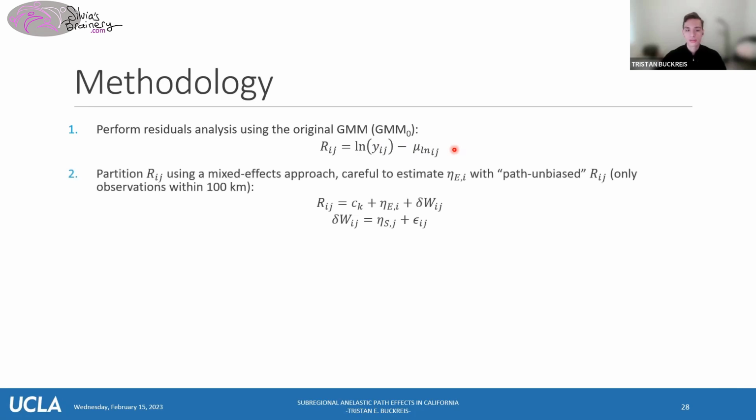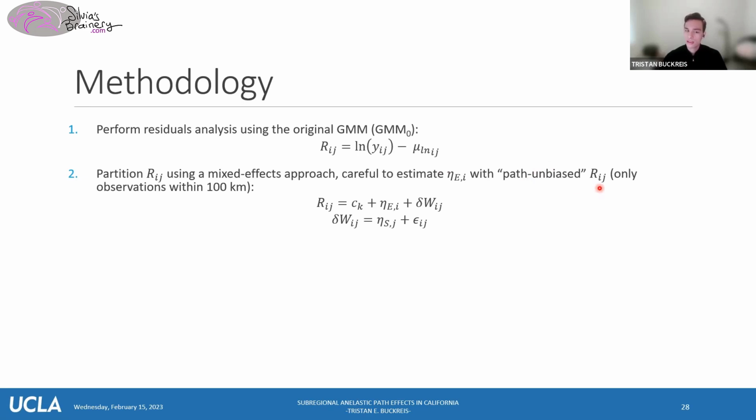Using those residuals, we partition them using a statistical method called mixed effects analysis. By this way, we hopefully can assign random effects towards the event bias and site bias and stuff like that. But we already hypothesized that there are path effects, so we wanted to be careful to estimate our event bias only using what I refer to as path unbiased residuals.